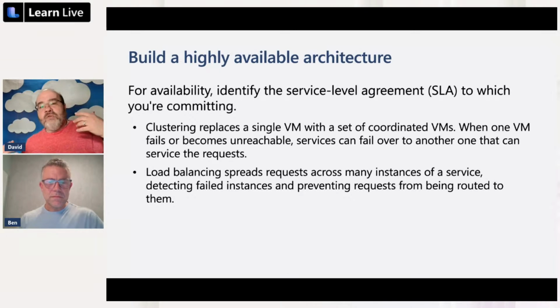So if you want to build a highly available architecture, this is basically saying it's more available if there's two of them or more of them, and that you have some way to load balance.